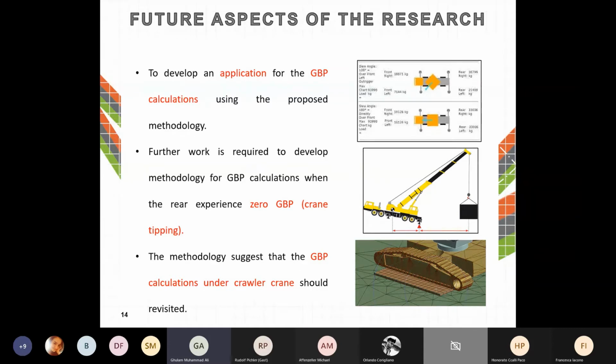The third future aspect will be to think about the crawler cranes, because for the crawler cranes, we also consider that the pressure along the width of the track is uniform, but the results from this research create a serious concern about the calculations under the crawler crane. So we have to think about that one, and we have to calculate and we have to develop something new for that one.